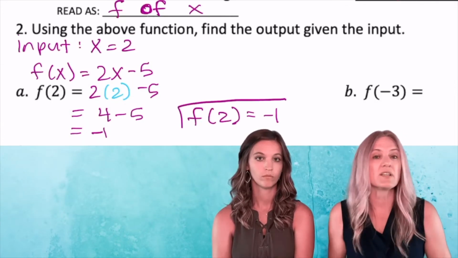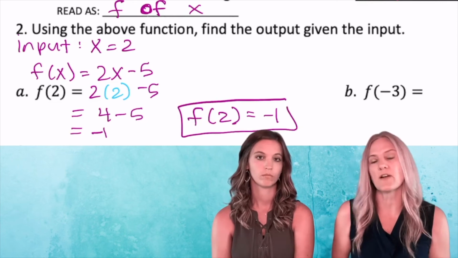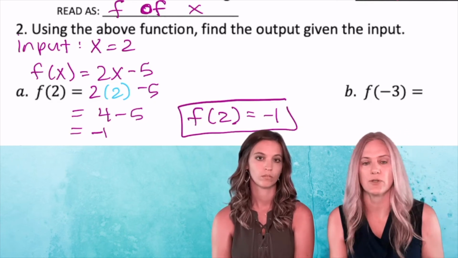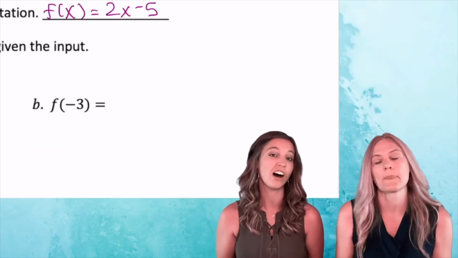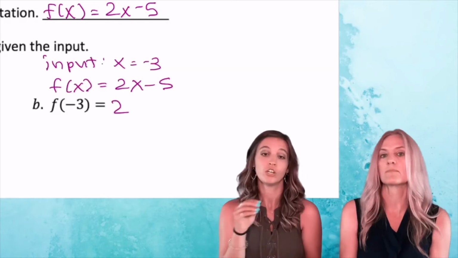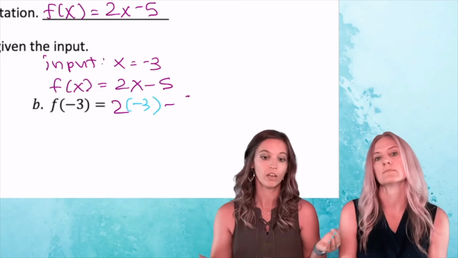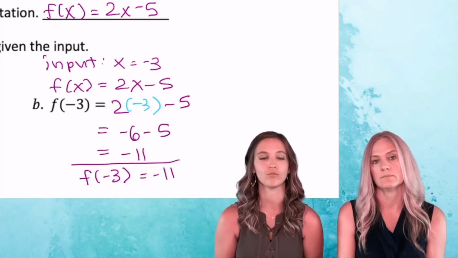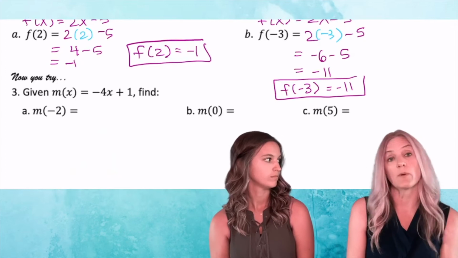Do not be tempted to divide out 2. Remember, this is not function notation. It's not f times 2. For the next one, it looks like we have f of negative 3. So my input this time is x equals negative 3. Same function, so I'm just going to replace my x with negative 3, and I get f of negative 3 equals negative 11.